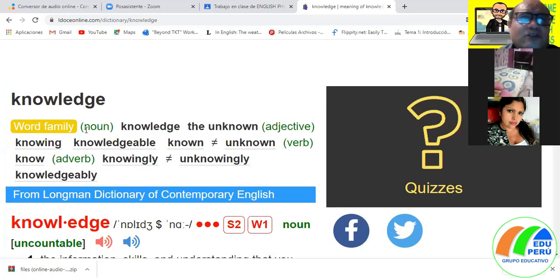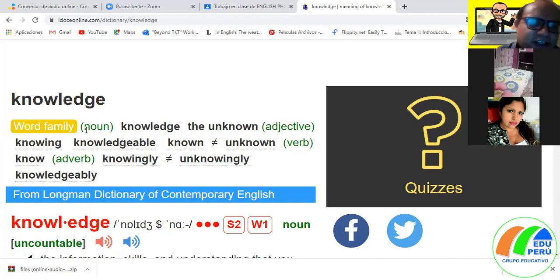a word family. So different words which come from this word, the base word is know. Then you have knowledge, knowing, knowledgeable, known, unknown, knowingly, unknowingly, knowledgeably. Notice all the words that we can make with know. And you can realize that you are making new words. Now, this is morphology because you are going to add prefixes or suffixes. The base word, the root word is know.